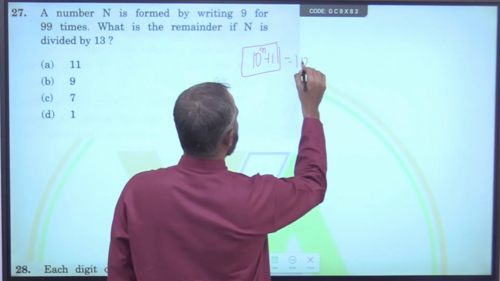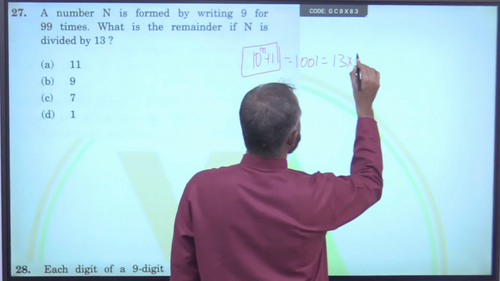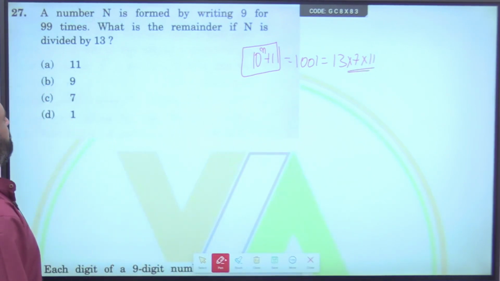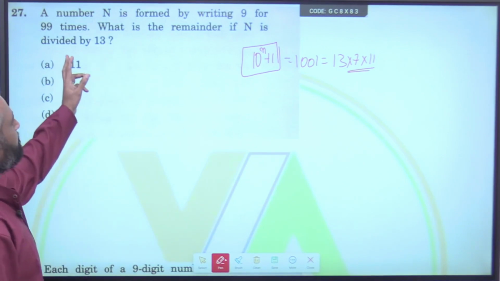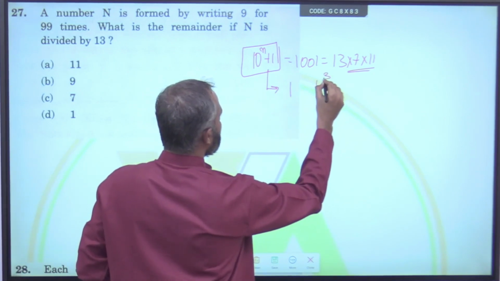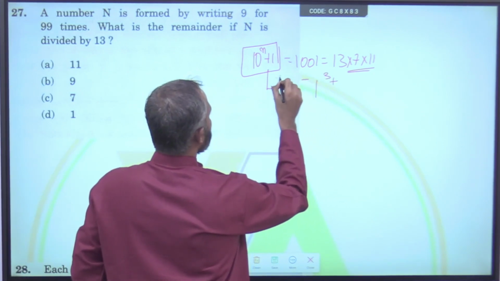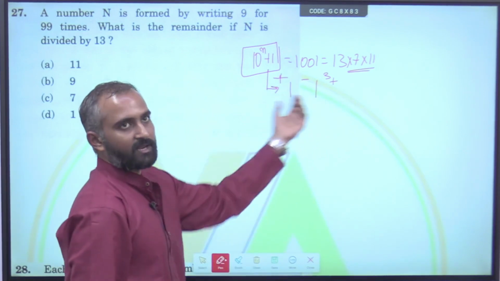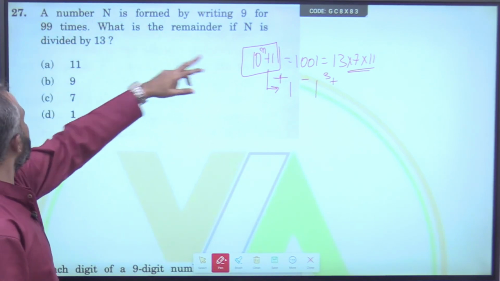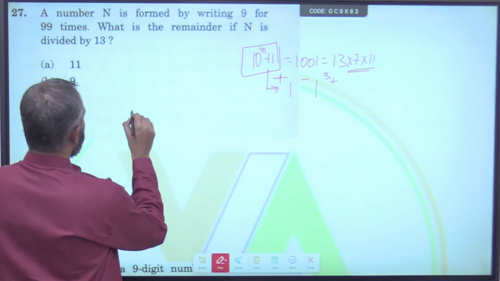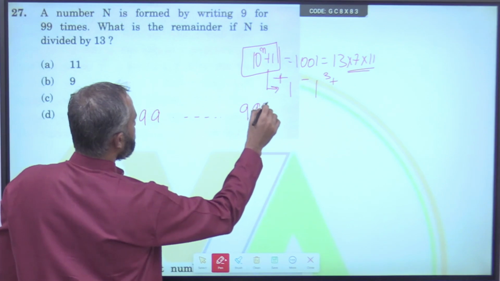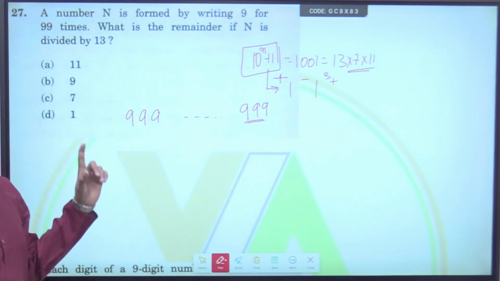Or 1001 is equal to 13 into 7 into 11. See here, same. For this, the divisibility rule is: divide a number into blocks of 3 and attribute alternate signs starting from the right. Now, what has been given? A number n has been formed by writing 9 for 999 times: 9, 9, 9, and so on, 999 times. What did I tell you?